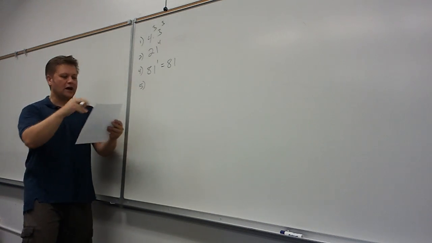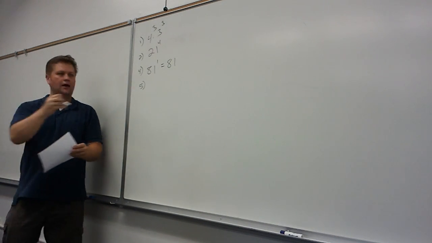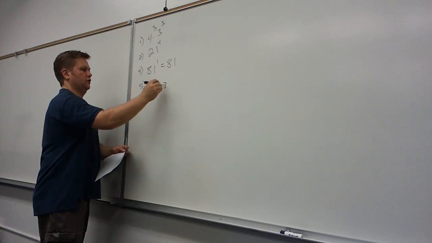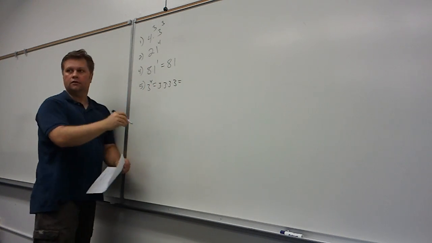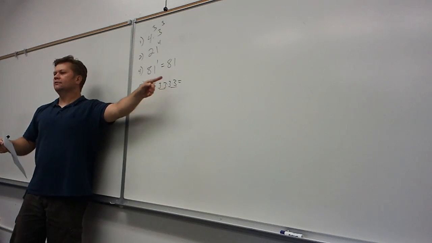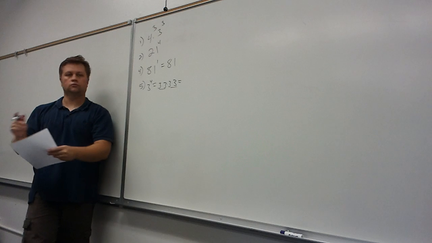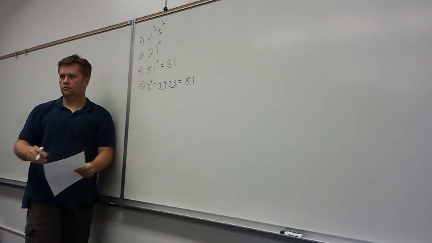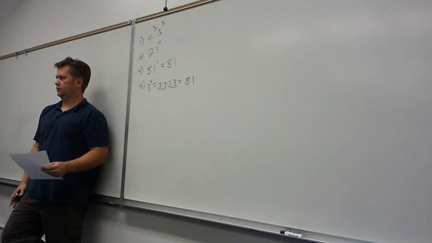Alright, so number 5. 3 to the 4th is 3, 3, 3, 3. Now the way I normally do this, 3 times 3 is 9, times 9 is 81. Cool. Alright, how we doing so far?